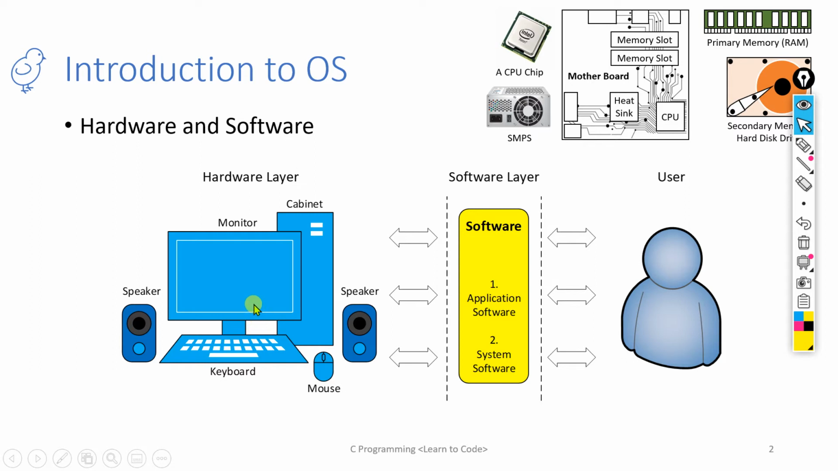Actually we need somebody who will instruct this hardware to do something. So who may that be? You might be thinking that the user will instruct the hardware to do something, but actually not. The user cannot directly give instructions to the hardware. So what exactly will the user do? The user will instruct the hardware through a different layer, and that layer is called the software.